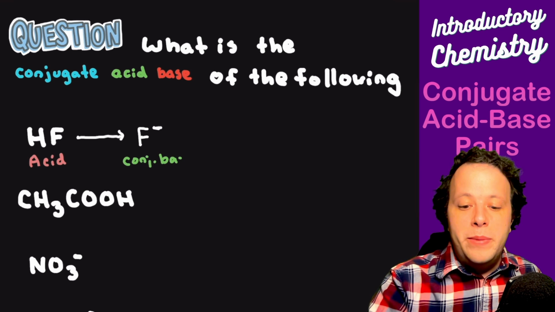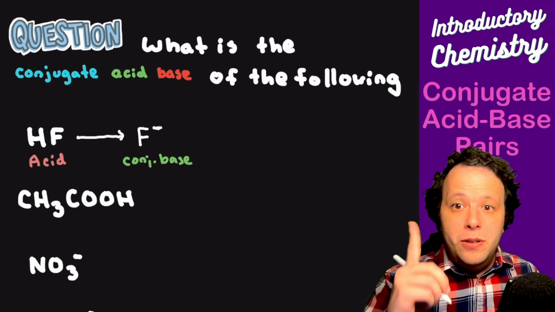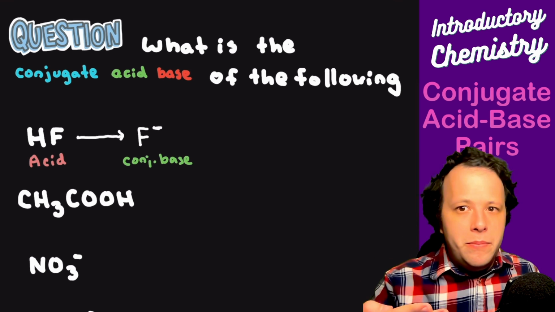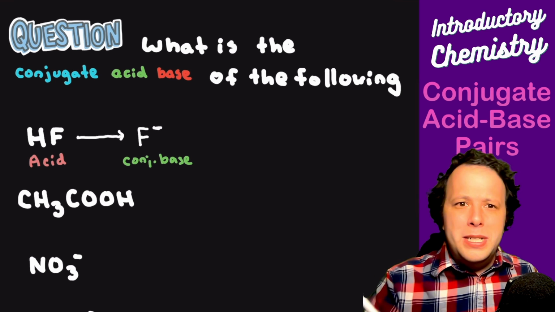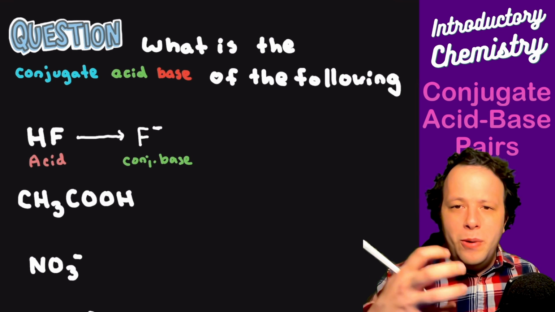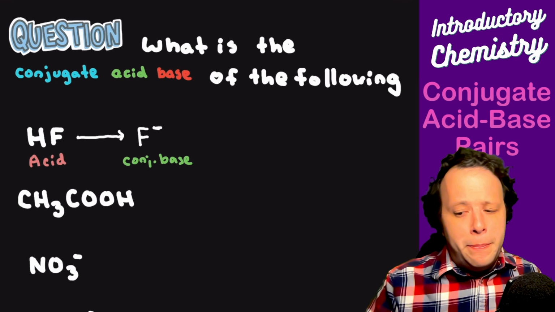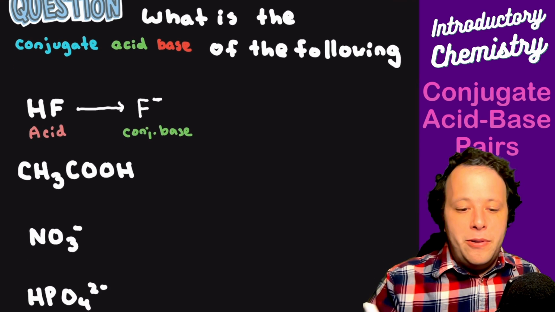So what formula differs by a single proton? And we can't become more positive. We can always become more negative when we're looking at those conjugate bases. So that is an example of one.